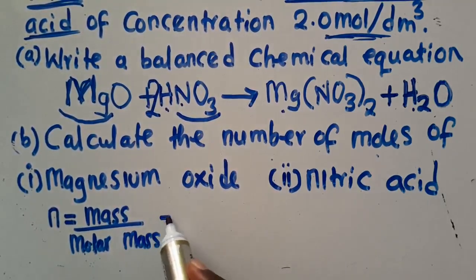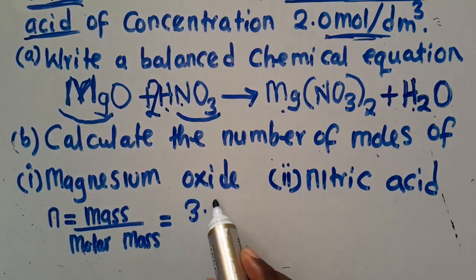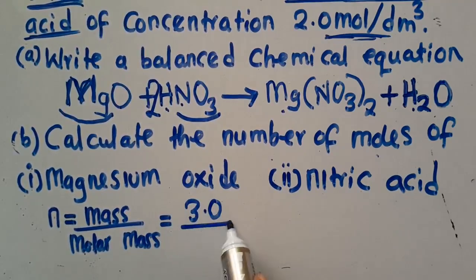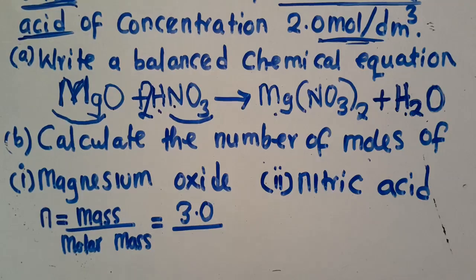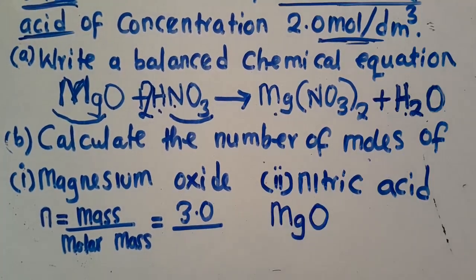Over molar mass, which is equal to, what is the mass? We are given that it is 3.0 over, what is the molar mass? Molar mass for what? Magnesium oxide. How do we calculate the molar mass for magnesium oxide? Magnesium oxide is like this. I'm going to write it here. So you say, how many atoms? 1 times what? 16.